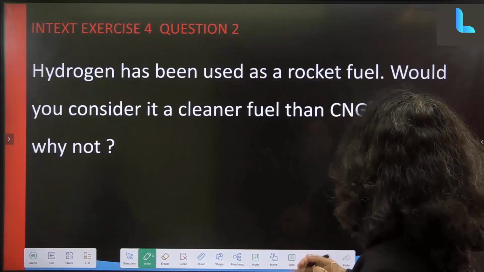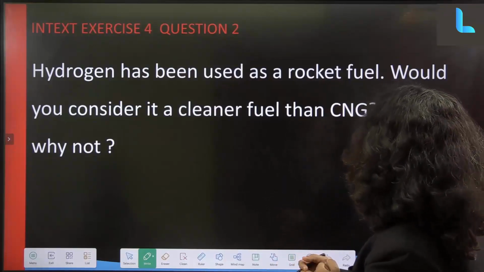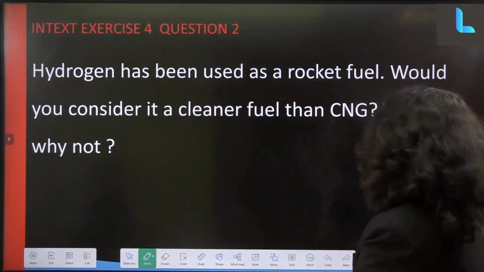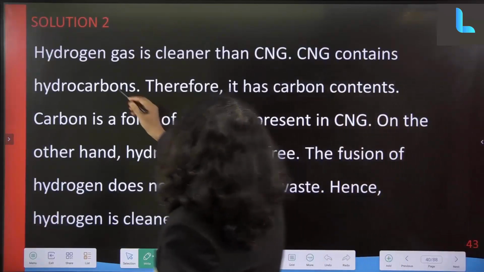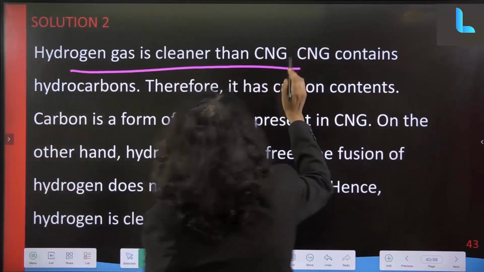Hydrogen has been used as a rocket fuel. Would you consider it a cleaner fuel than CNG? Why or why not? Hydrogen is a cleaner fuel. Hydrogen gas is cleaner than CNG.